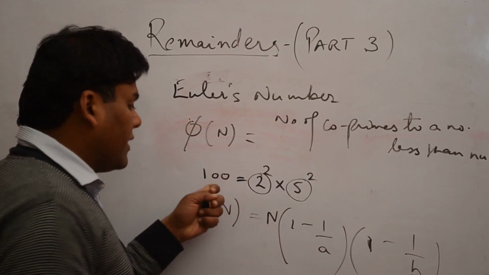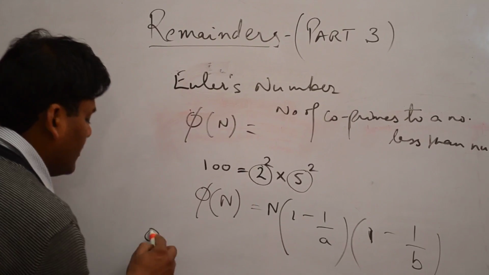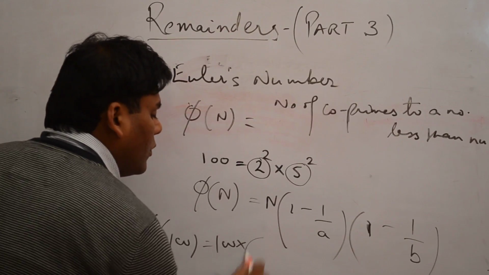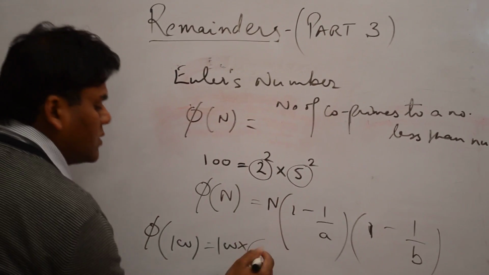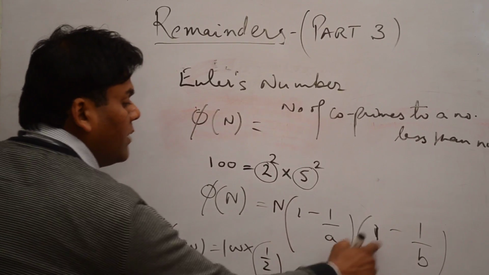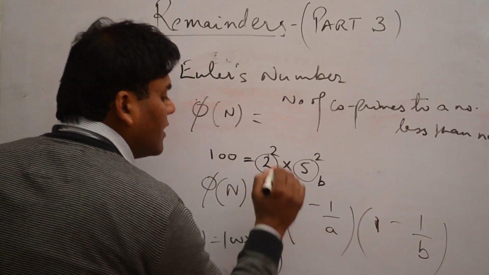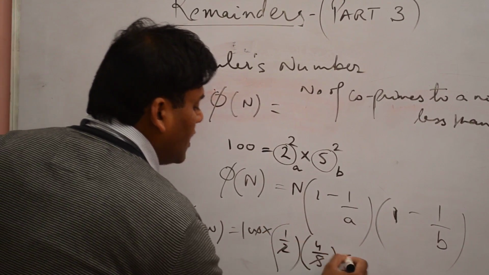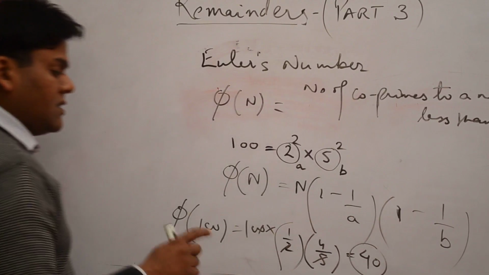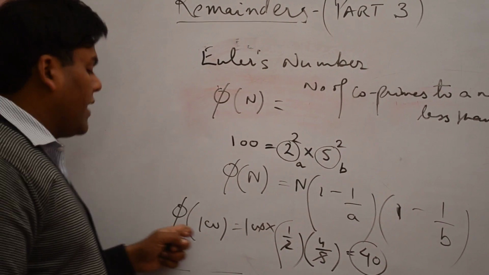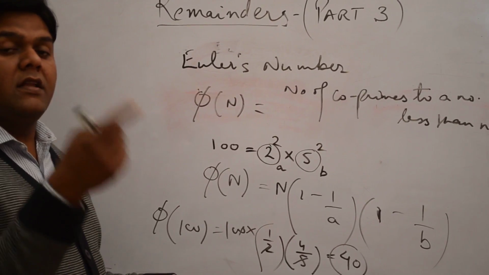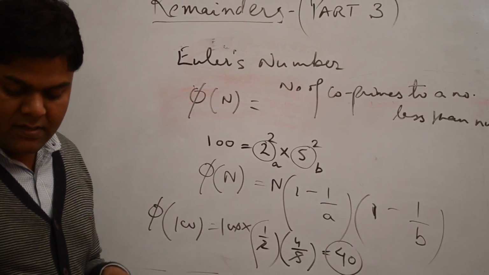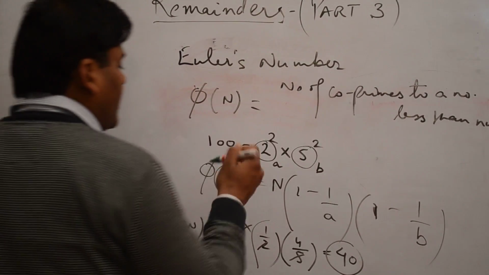So in case of 100, if I need to calculate the Euler number of 100, that means 100 multiplied by 1 minus 1 by 2, which gives you 1 by 2, and 1 minus 1 by 5, which gives me 4 by 5. 2 into 5, 10 goes off, so I am left with 40. Now what is this 40 representing? It is phi of 100, the Euler number of 100. In other words, it is the number of coprimes to 100 which are less than 100. Is that okay?